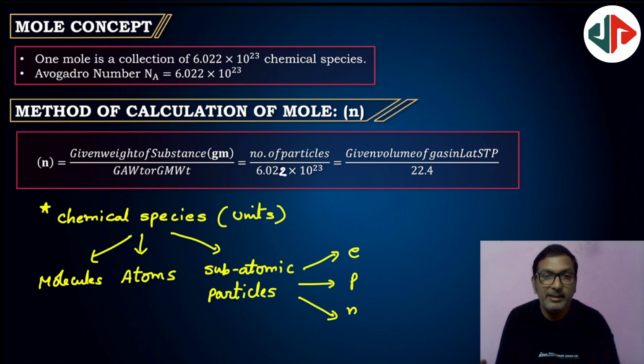Given weight divided by gram molecular weight in the case of molecules. Given weight divided by gram atomic weight in the case of atoms. Next, number of given particles divided by Avogadro's number of particles. Given volume in liters at STP divided by 22.4.